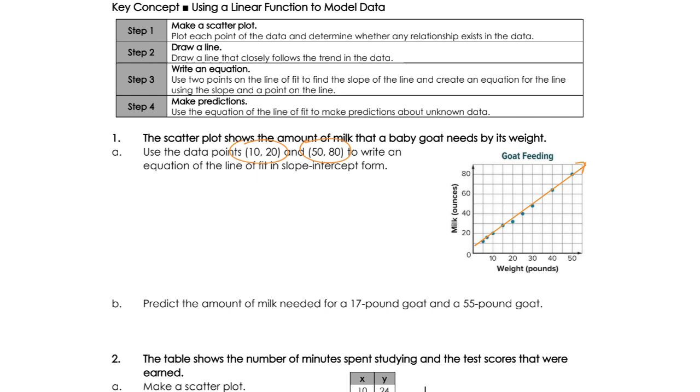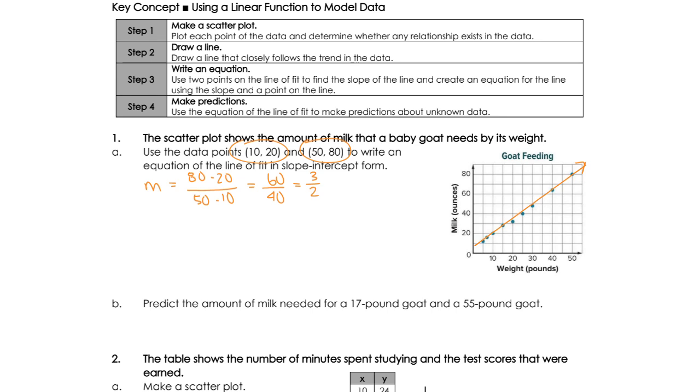So first things first, this is hopefully just a good review for you. Using those 2 points, we need to find the slope first. So 80 minus 20 over 50 minus 10. This would give us 60 over 40. So then we would get a slope of 3/2, if you simplify that all the way.